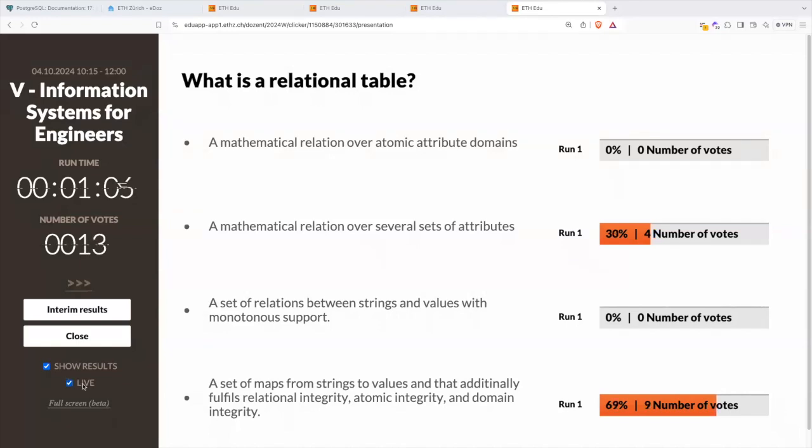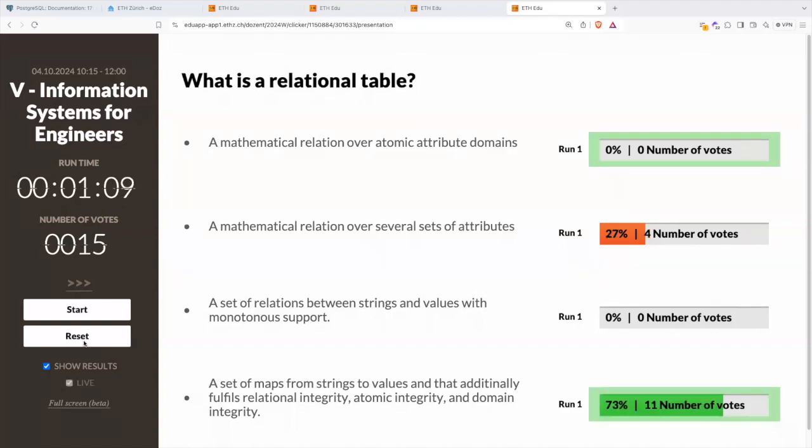All right, so we have a majority here. And the majority is correct, but in fact, there are two possible definitions, if you remember. The one that I really like, and that's the one that you answered in a majority, is a set of maps, right? Every map maps the attributes to the values. But we need to add on top of that these three rules that I told you about: relational integrity, atomic integrity, and domain integrity, right? So this is the one that I really like because it's also big data compatible. So later we can generalize to other kinds of databases.